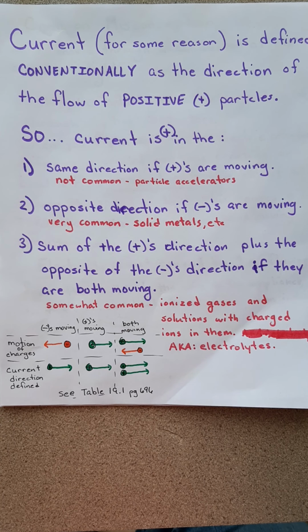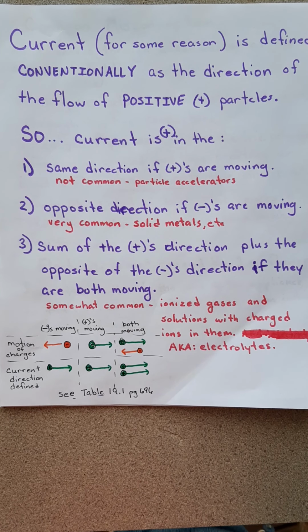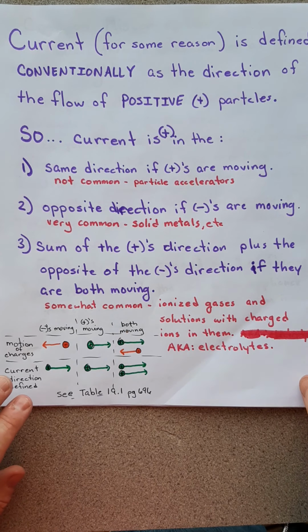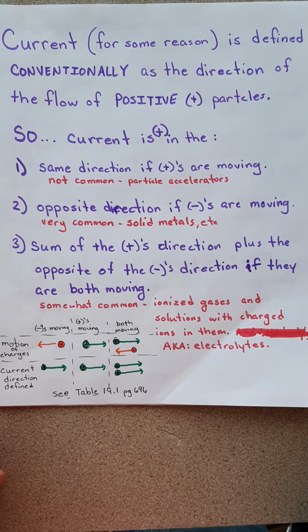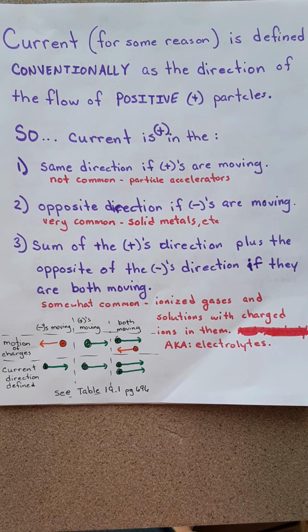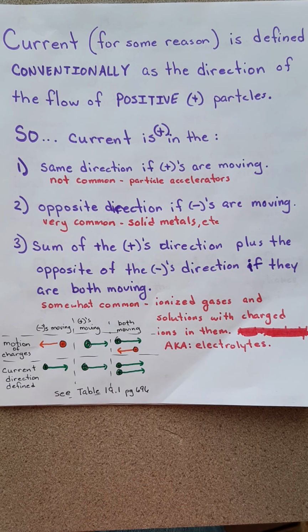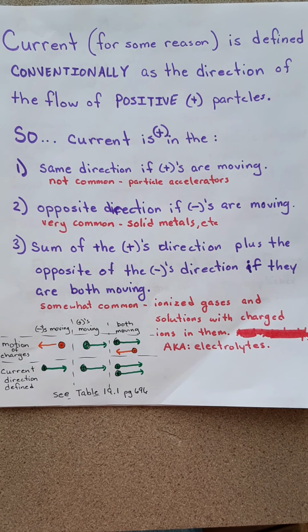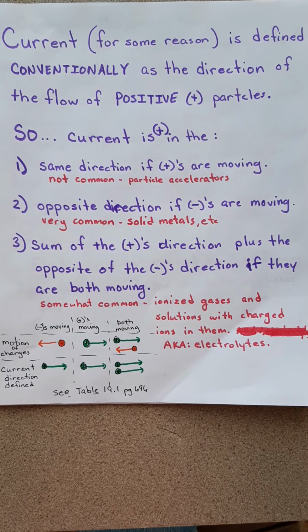All right, so they had to throw something that is difficult in there. Current, for some reason, is defined conventionally as the direction of the flow of positive particles, or the apparent flow of positive particles. So current is defined as positive in the same direction if it's the positive particles that are moving. This is not very common. We only usually see this in examples such as particle accelerators.